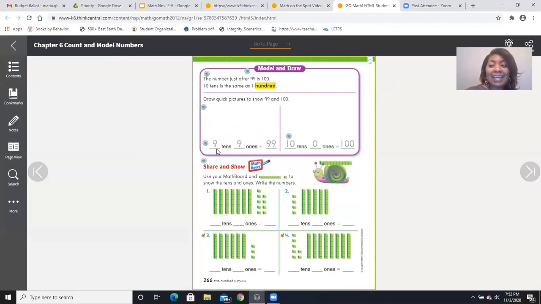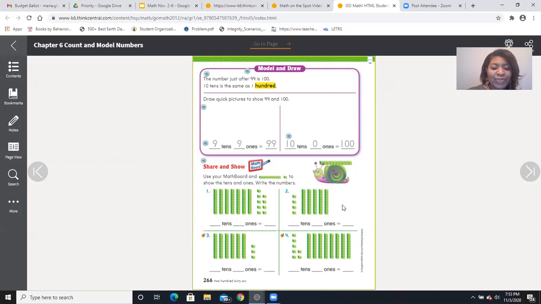So how many tens, or how many lines, are you going to draw? 9 lines. And how many ones, or circles, are you going to draw? 9, very good. Now in the video, we just saw 100. So how many tens make up 100? 10 tens, so you should have 10 lines.